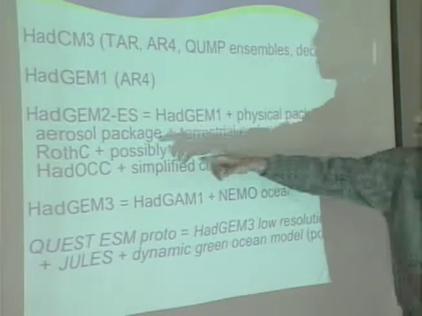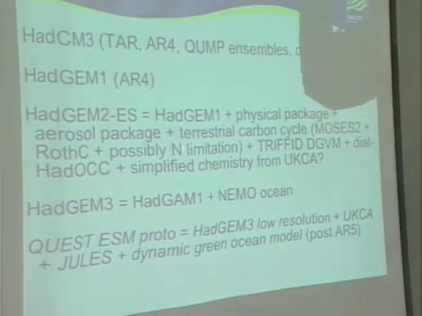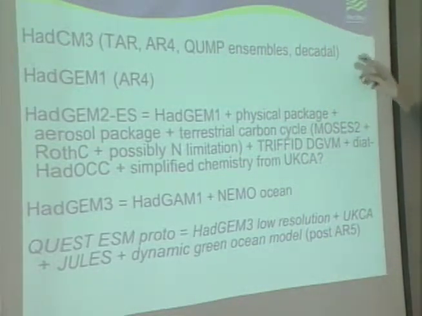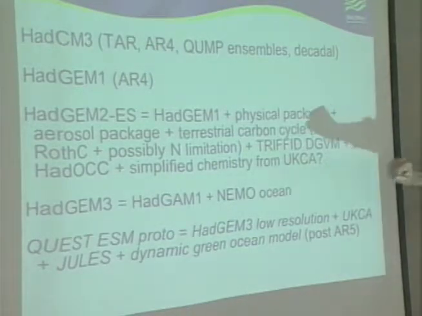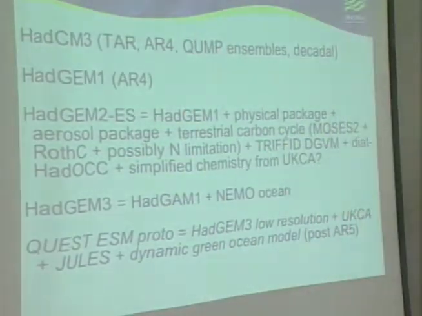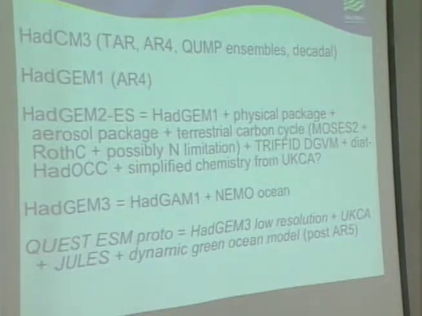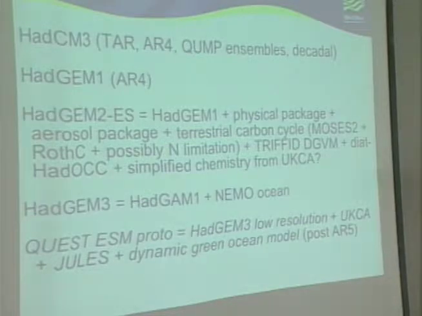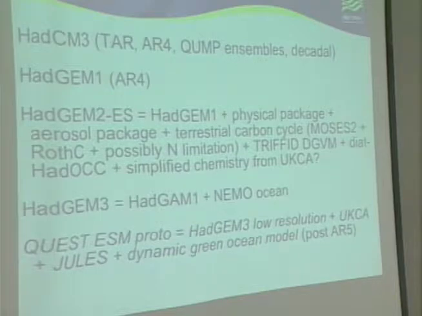So that's a difference with Peter's experiment, which was based on HADCM3 low resolution carbon, where he had a different soil model with just one pool. Now it's going to be 4 pools of carbon in the soil. We're still not sure whether there will be a nitrogen limitation for the land carbon cycle, but if there is, it's going to be something very simple. We're using the TRIFFID dynamic vegetation model, which is what Peter used in his 2000 experiments. So that's not going to change.